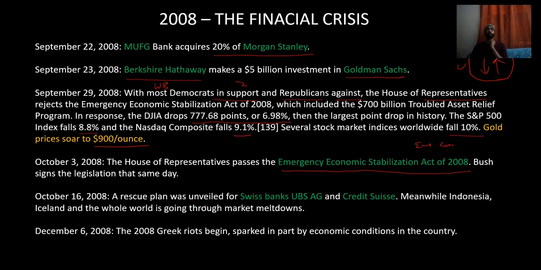October 16, the rescue plan was unveiled for Swiss banks UBS AG and Credit Suisse. So the problem is spreading, it's going across the globe. Meanwhile, Indonesia, Iceland, and the whole world is going through meltdowns in the market. December 6, the 2008 Greek riots begin, sparked in part by economic conditions in the country. Generally, civil unrest is triggered partly, if not wholly, by the economic distress of the civilians.